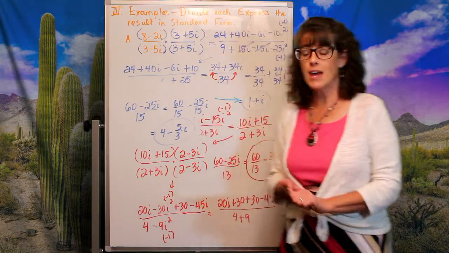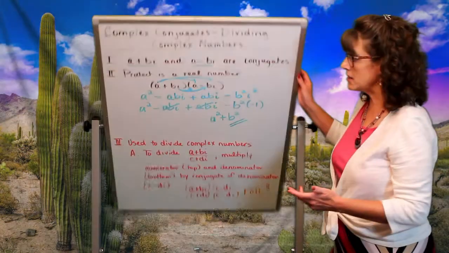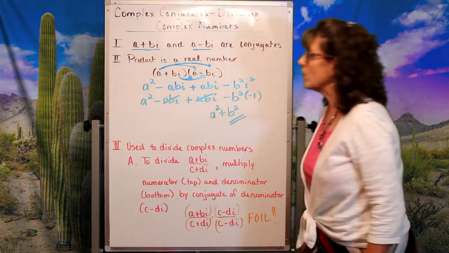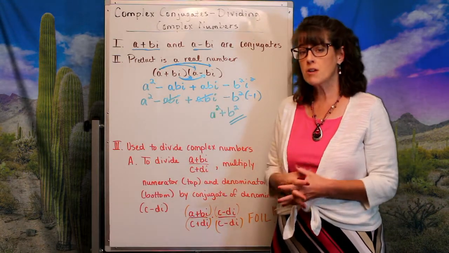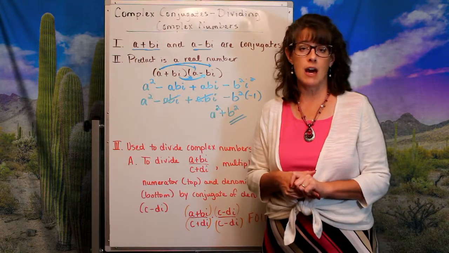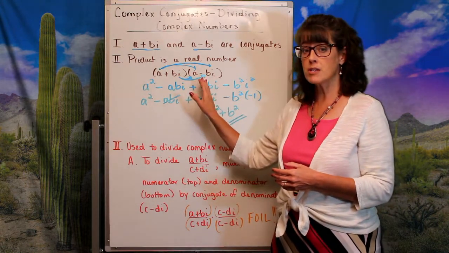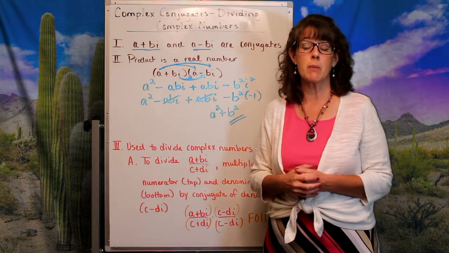So I hope that helps with the idea of being able to divide your complex numbers using those complex conjugates and the idea of what a complex conjugate is. Very, very helpful because complex conjugates, when you multiply them, they always cancel out the i. They always cancel out the imaginary part, and you can take a couple of complex numbers and turn it into a real number by multiplying by conjugates.